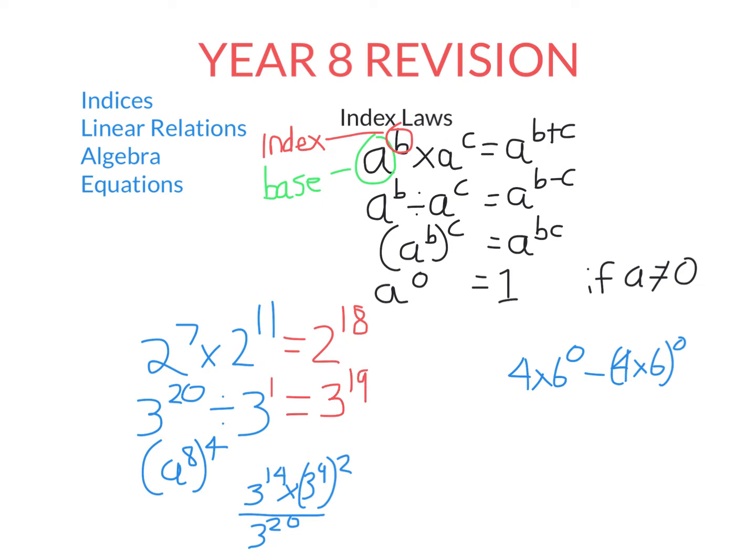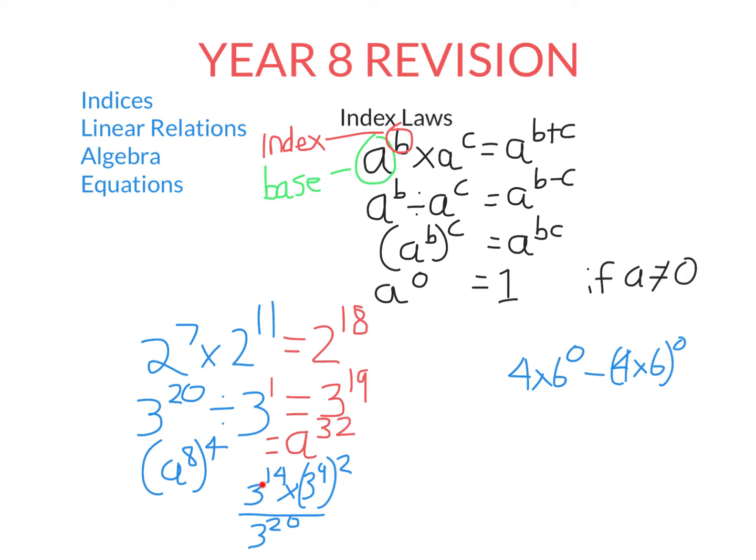So this third one is a power to a power law. This is a to the power of 8 to the power of 4. So even though this used a pronumeral for a base rather than a number, we're going to do it the same way. We're going to use the same laws. So we're going to keep the same base and multiply the two powers. 8 times 4 is 32.